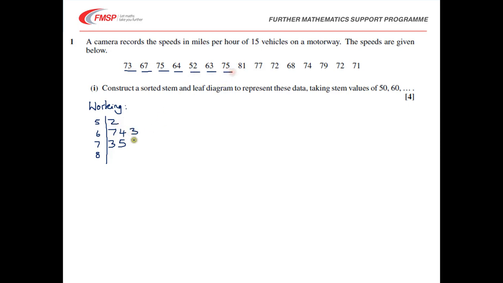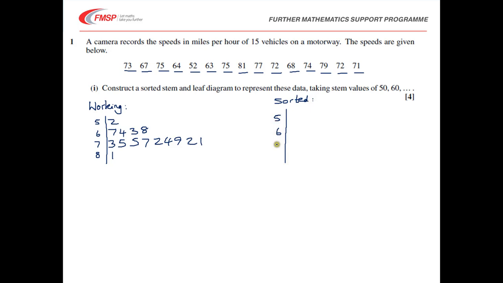63, 75, 81, 77, 72, 68, 74, 79, 72 and 71. And if you're doing that, you'll have one hand on the numbers and one hand writing. You'll be able to do it twice as fast as I did when I was underlining each one to show you what I was doing. For your working, you don't need to worry about things being evenly spaced either. That's just your working. And then we're going to do our sorted one.